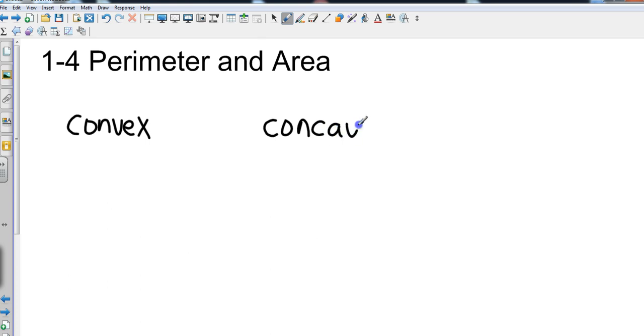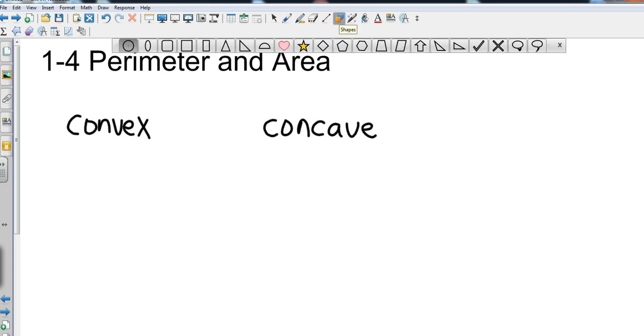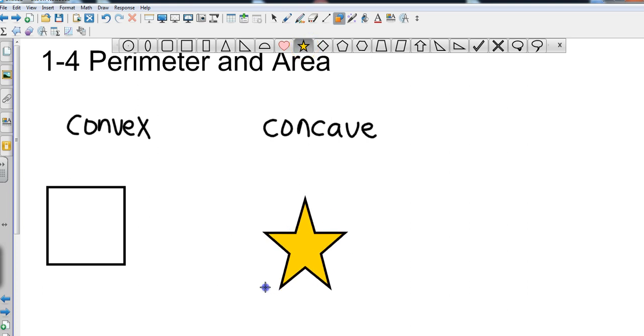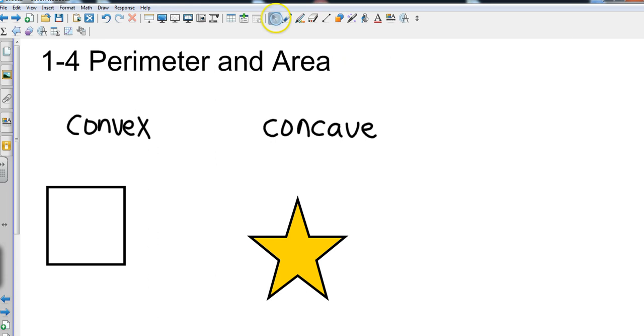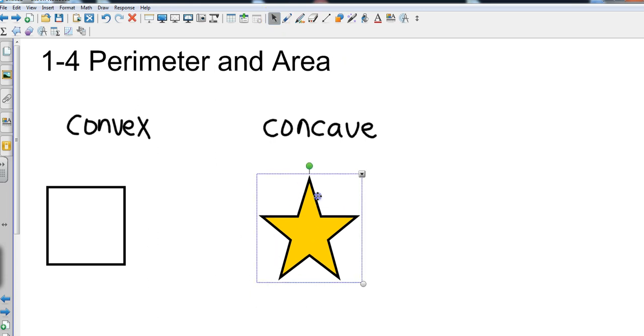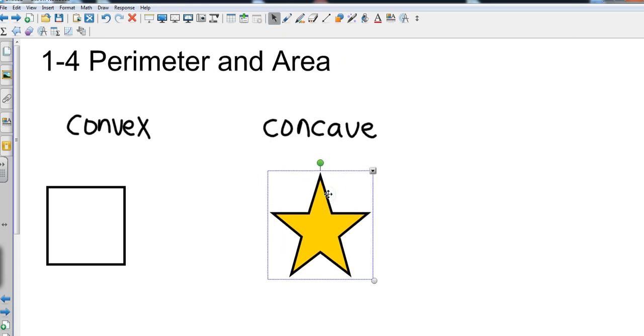I'll get that done here real quick. Convex, I like to use just a basic square. And then for concave, I like to use this good looking star here. And so I'll move that around because I don't like that being at too much of a different height.